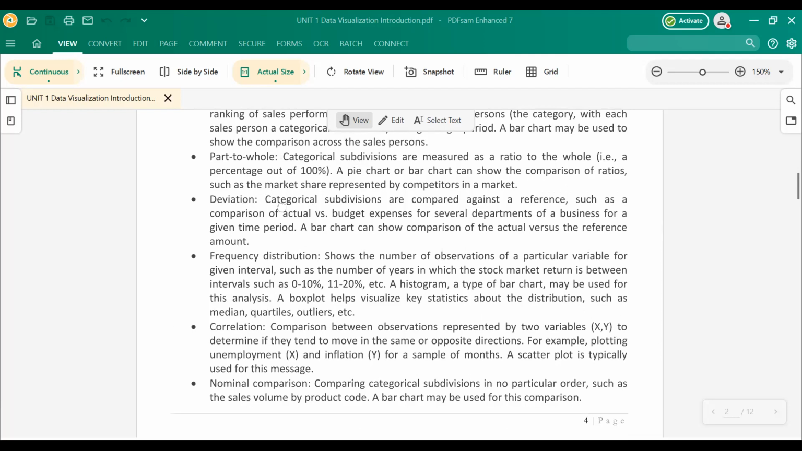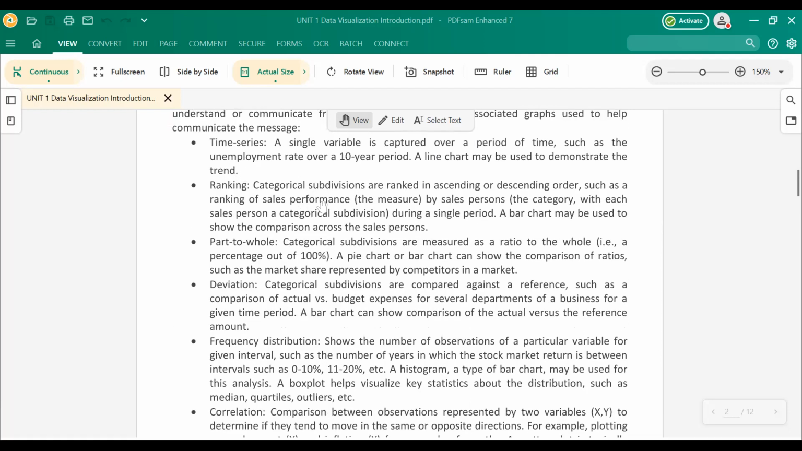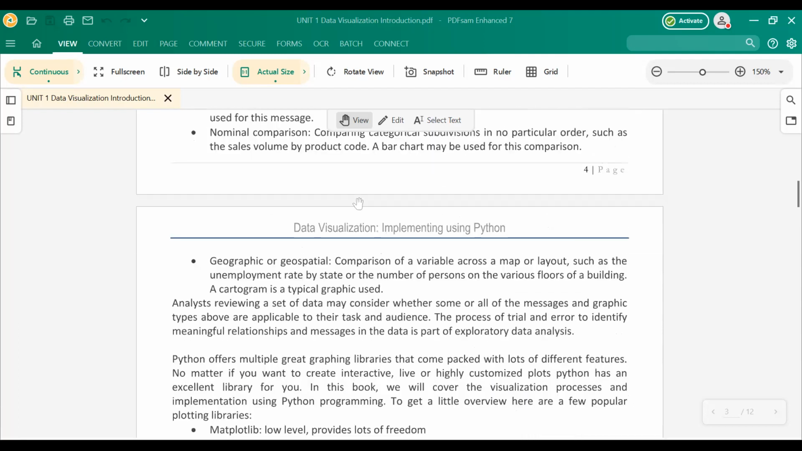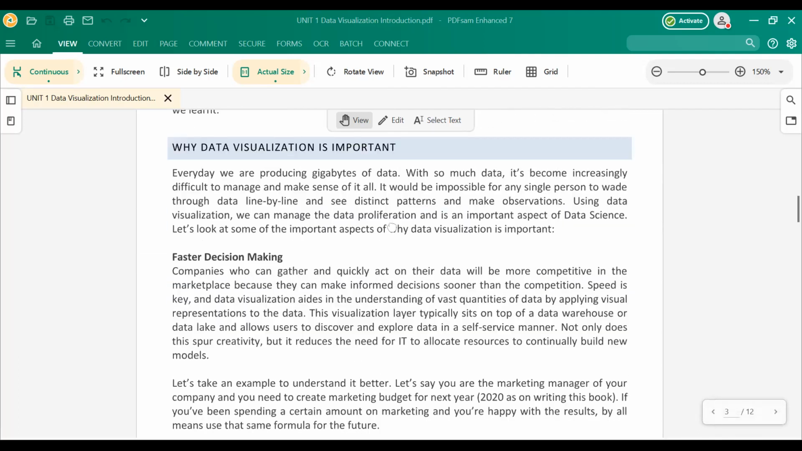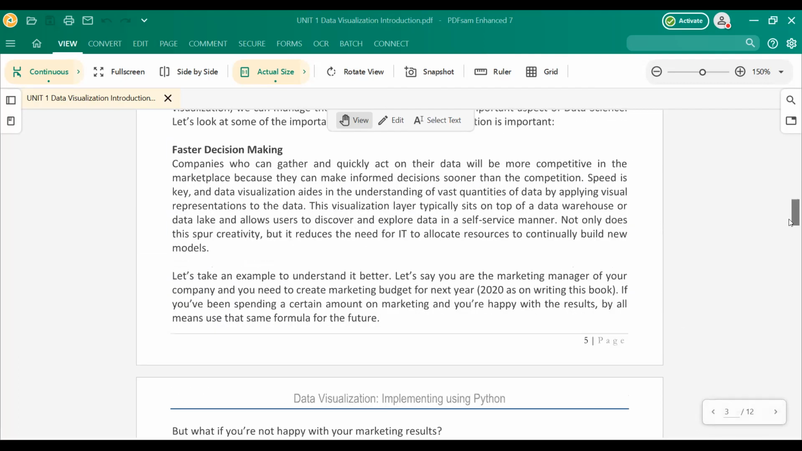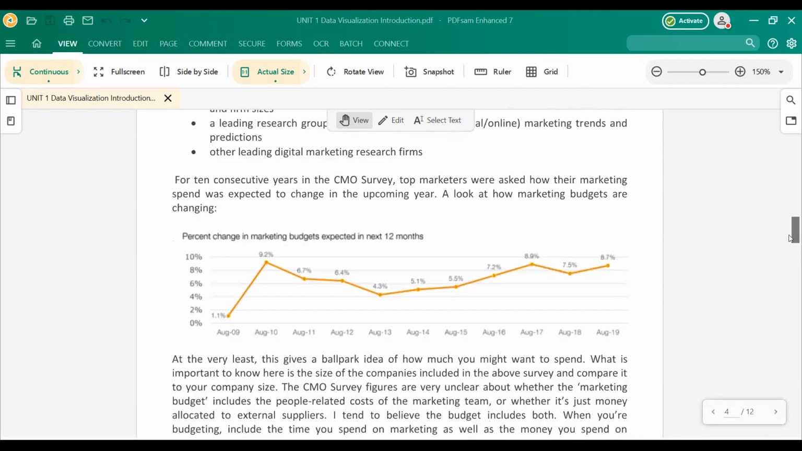So these are different types of graph. We'll do it later. I'm going to talk about what is time series and ranking when we talk about data. So let's skip to this. And again, why it is important, you all know, so I don't have to focus on it.